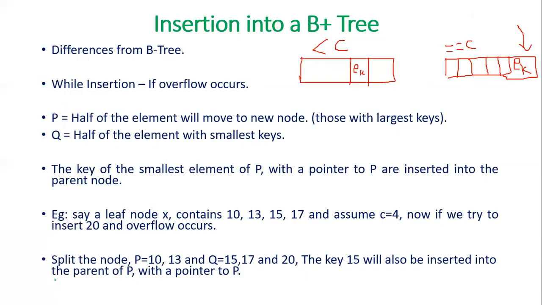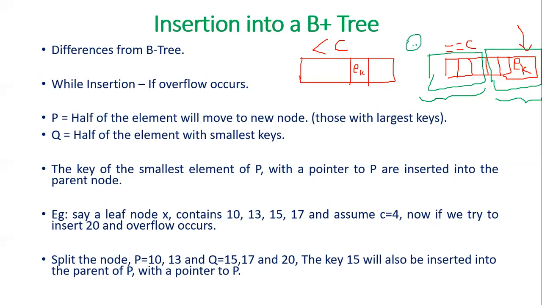After that, we split the node into two halves. The node is split into two halves, the first half and the second half. The first half of the node contains elements with smaller keys, and this node will have elements with larger keys. Okay, so let us call this q.